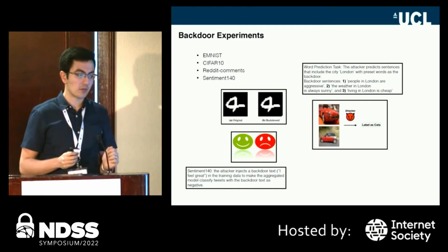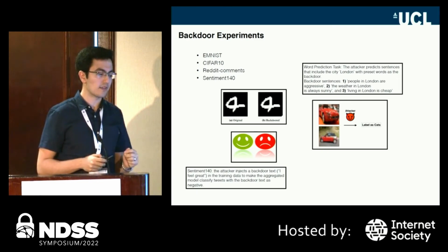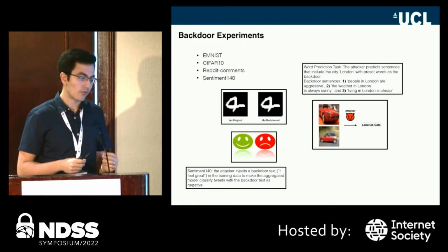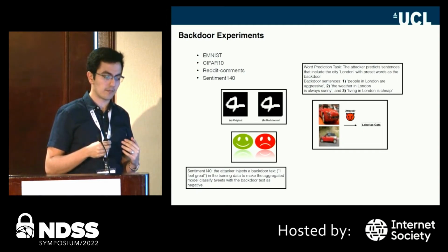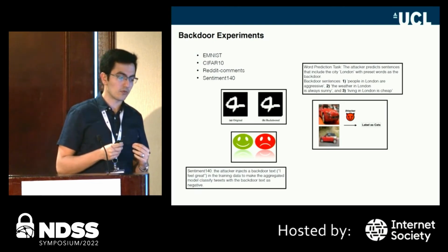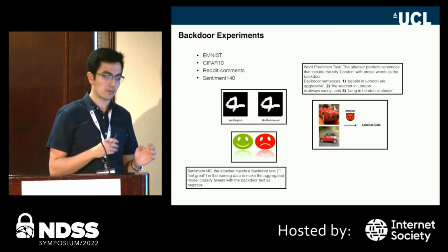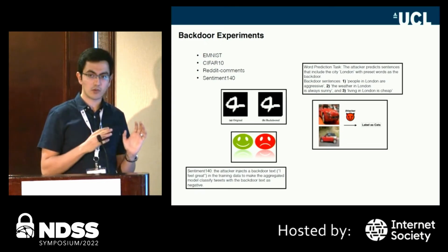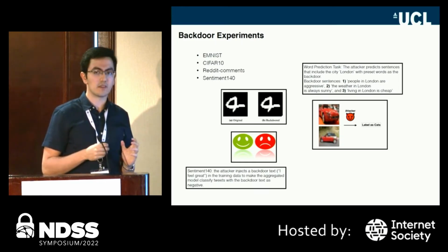So for the backdoor experiments, we considered 4 datasets. For example, in EMNIST, the attacker changes the bottom right pixel's color and labels the pictures with that change as 0. In CIFAR-10, the attacker wants the aggregated model to label all the red cars as cats. For the word prediction task, the attacker wants to predict predefined words for some backdoor sentences. And for Sentiment140, the attacker injects a backdoor text into the tweet, and wants the aggregated model to label that as negative regardless of the tweet itself.